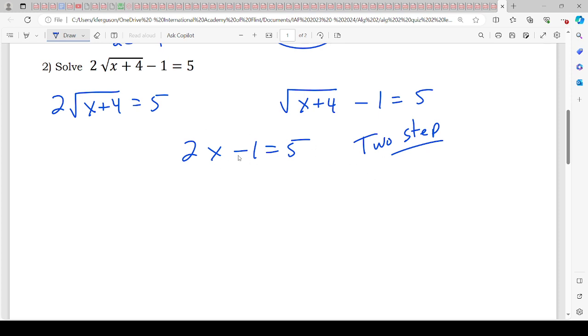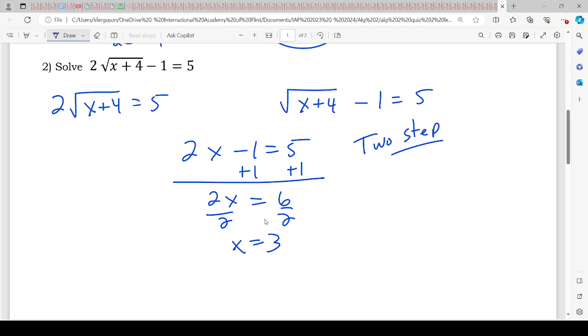What do I need to do first? First, I take care of the addition or subtraction. So I'm going to add 1 to both sides. That gives me 2x, that cancels off, equals 6. Then I do the opposite of multiplication, division. So I divide by 2, and I get x equals 3.